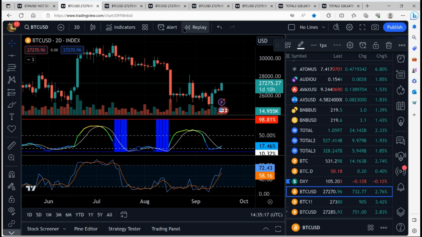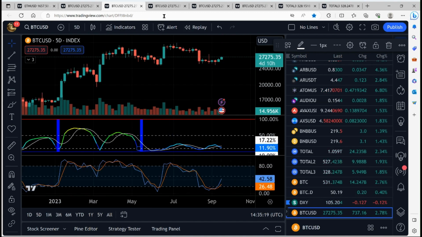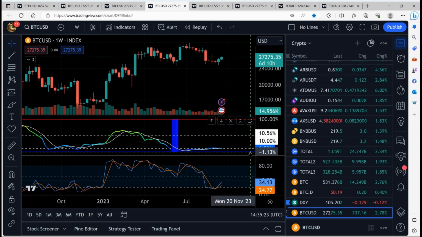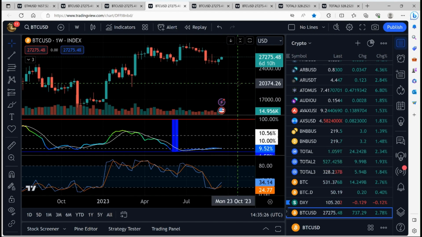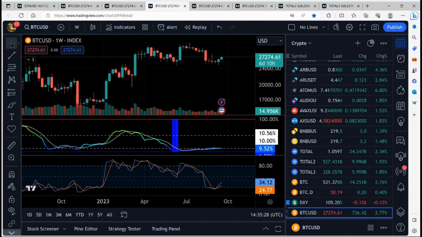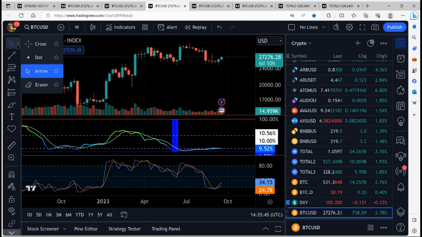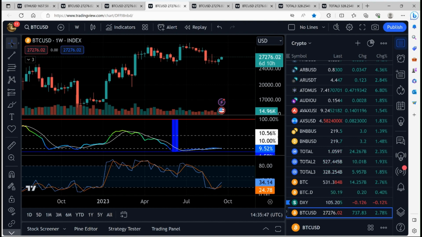And the stochastic oscillator is pointed upward here. It's pointed upward here on the 5-day. Here on the weekly, we're still at 9%. I gotta figure out how to change that in the settings because I would like to be able to point to this 9% without it disappearing. Anyway, I'll leave it on the cross.